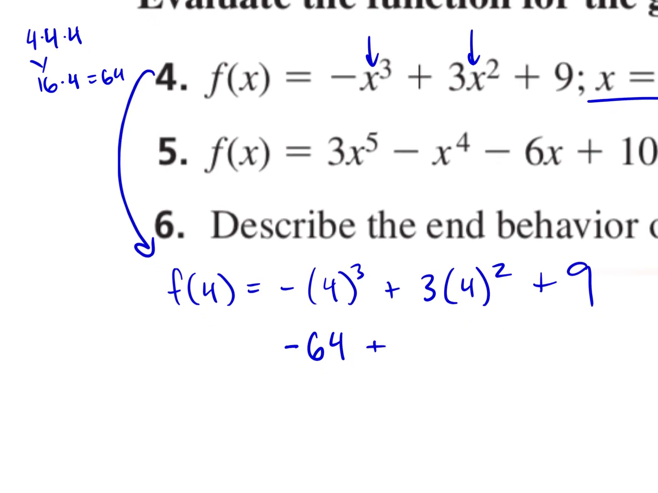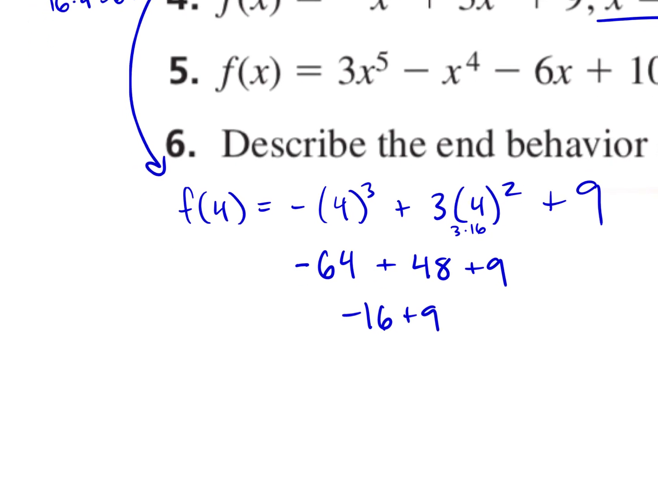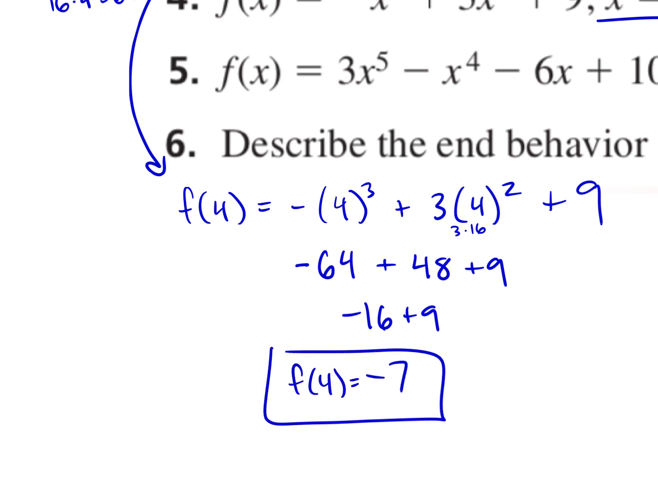The next, I have 3 times 4 squared. What is 4 squared? Awesome. Good job, George. 48. 4 squared would be 16, and 3 times 16 is 48. And then plus 9. So now I have negative 64 plus 48. Negative 16. Awesome. Negative 16 plus 9 is what? Negative 7. So f of 4, when we plug in 4 into the x, we get negative 7.